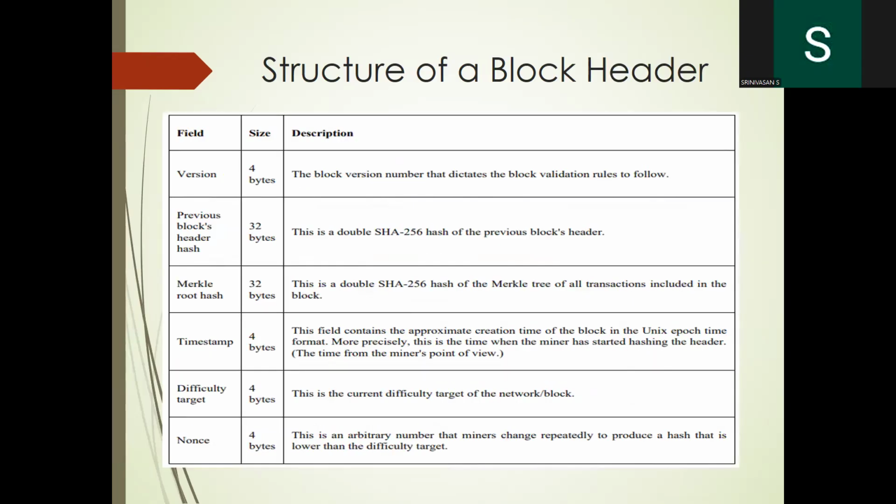The block header has a few valuable pieces of information such as version, previous block's header hash, Merkle root hash, timestamp, difficulty level, which indicates the current difficulty target of the network, then nonce, an arbitrary number, which is used to produce the hash key.